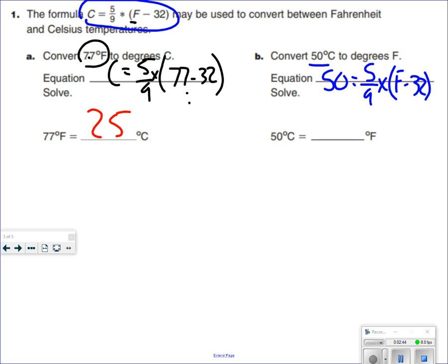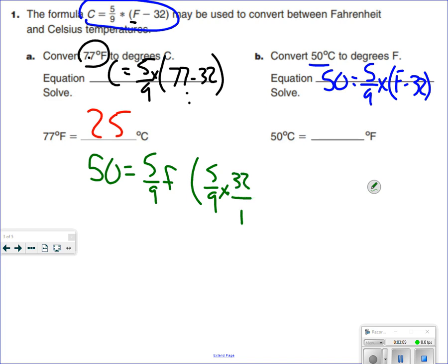So when I'm first trying to solve this problem, I'm going to write it over here just for more space. 50 equals, now I'm going to put 5 over 9 times F, so I have 5 over 9 F. And then I also have to multiply 5 over 9 times negative 32. So I'm going to put in parentheses over here, just so I don't mess up my work, 5 over 9 times 32 over 1, and I'm just going to remember that as a negative.